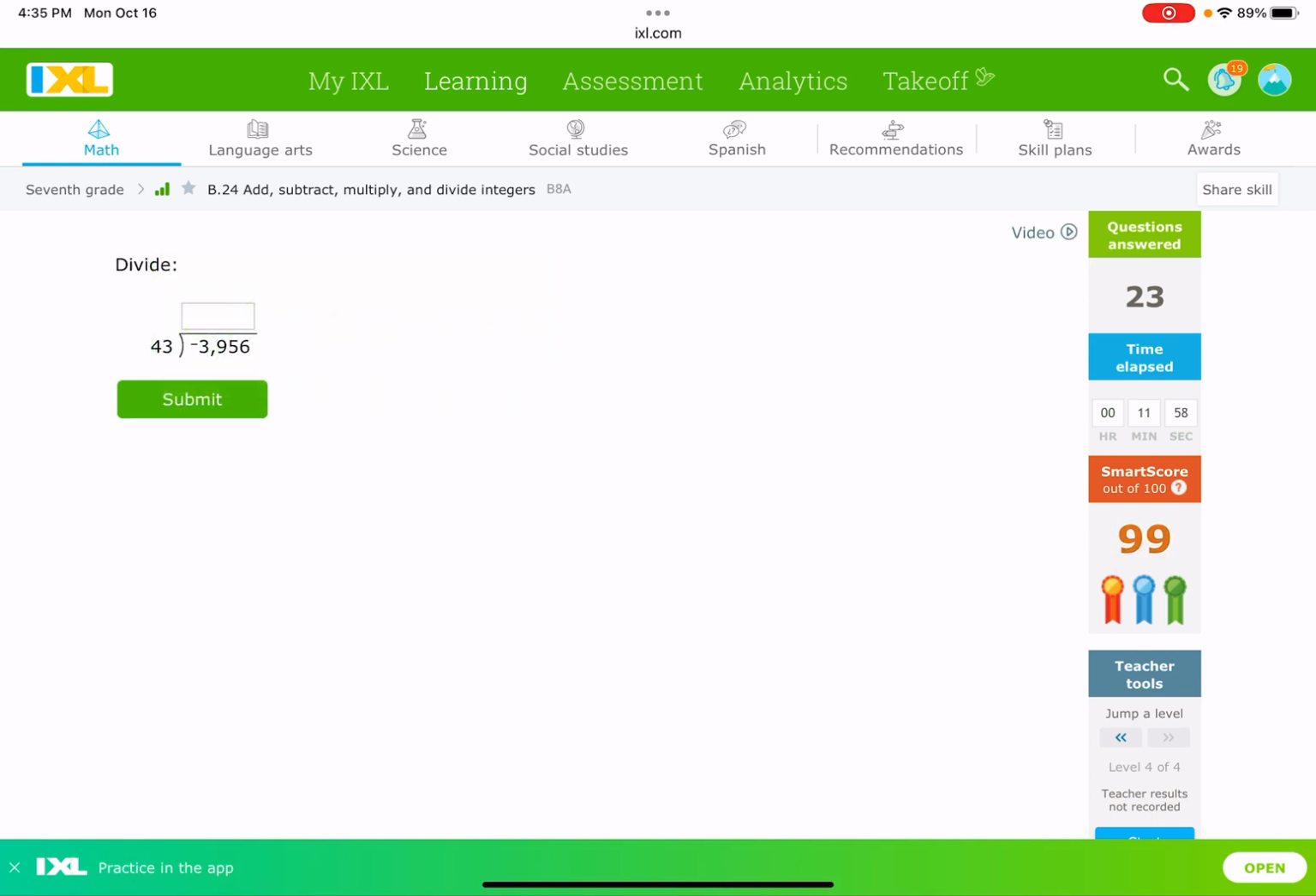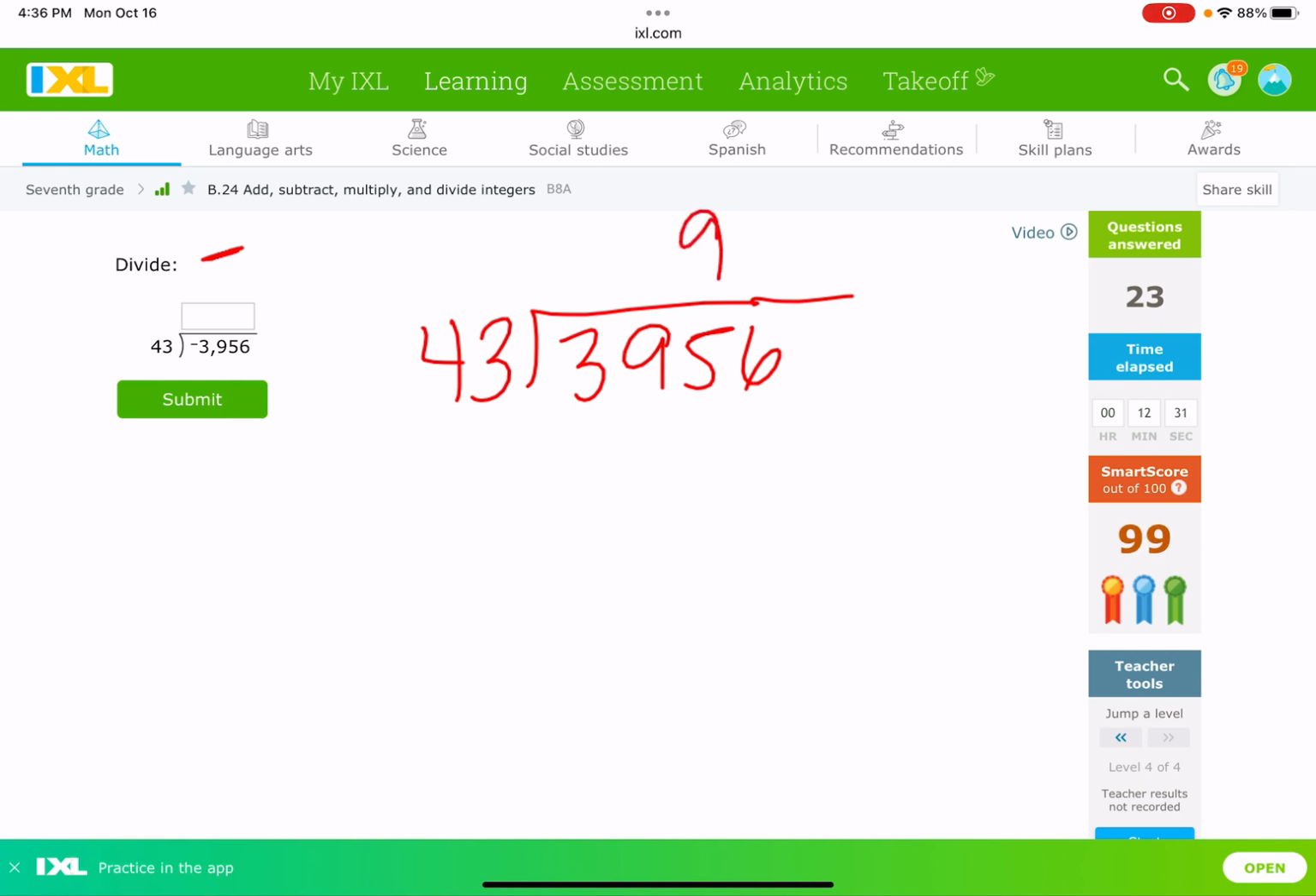Now I have to do one more because I need a smart score of 100. So 43 goes into negative 3,956, and my answer is going to be negative, so I'm going to make myself a mark there so I don't mess up. So 43 goes into, good night. I know 4 goes in, let's try, would that be 9 times? 43 times 9? What is 43 times 9? Is that 387? Yeah. So 43 times 9 is 387.